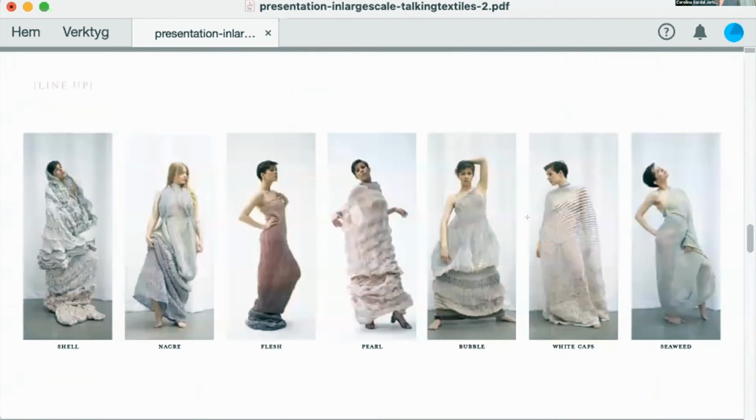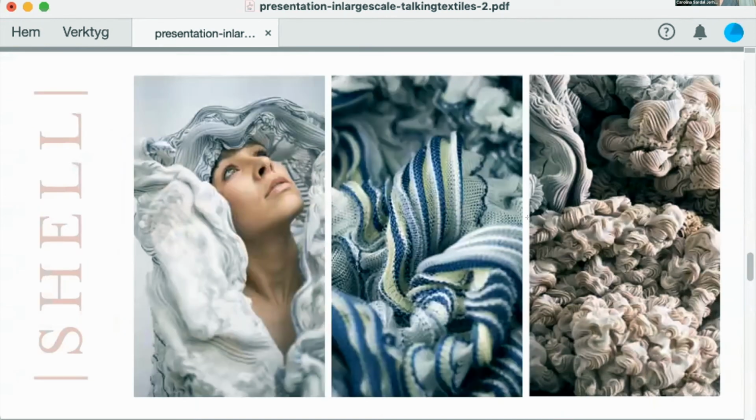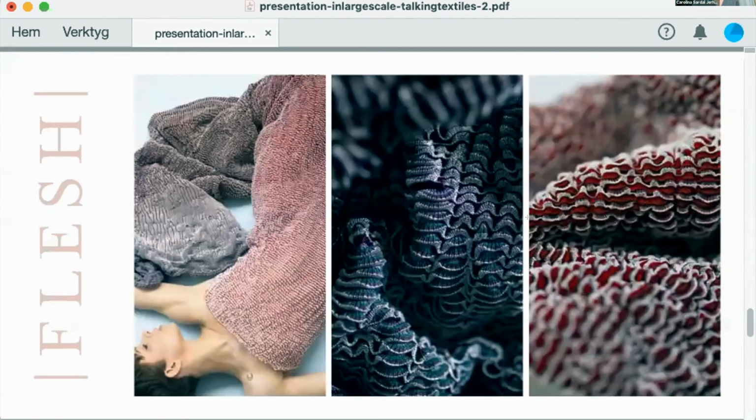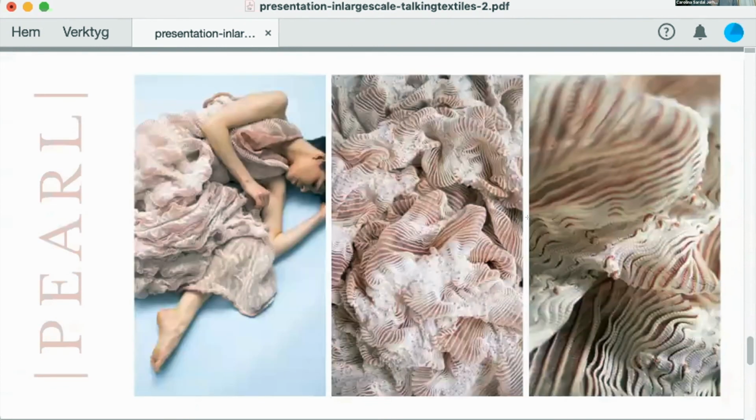This is my final lineup with four main pieces, which are the ones from the left to the middle. The textiles share visual and tactile properties with one part of the oyster each. So this is shell, hard and unyielding. Nacre, which is the smooth inside of the shell, this part here. Flesh, the animal inside the oyster. And pearl, the pearls which grow from the inside of the shell.